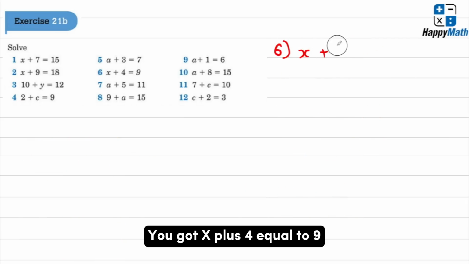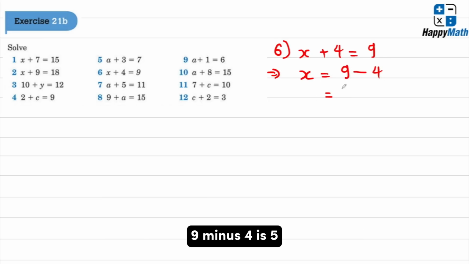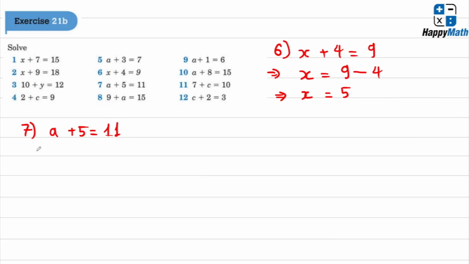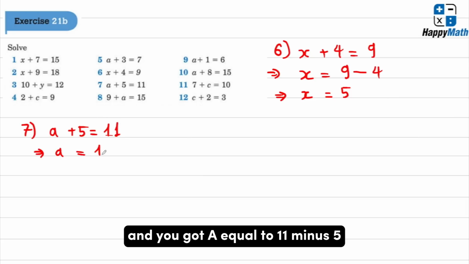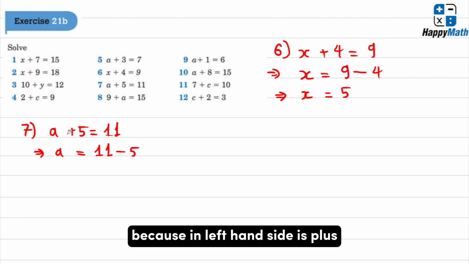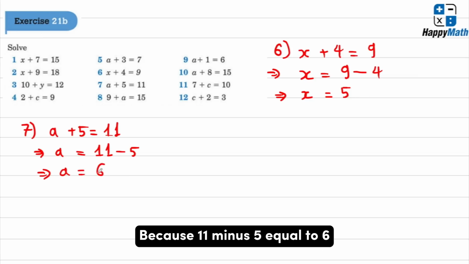Question 6. You got x plus 4 equal to 9, and then you got x equal to 9 minus 4. 9 minus 4 is 5, so x equals 5. Question 7. You got a plus 5 equal to 11, and you got a equal to 11 minus 5. Remember, it has to be minus because on the left hand side it is plus, so on the right hand side it is minus. So a is 6 because 11 minus 5 equals 6.